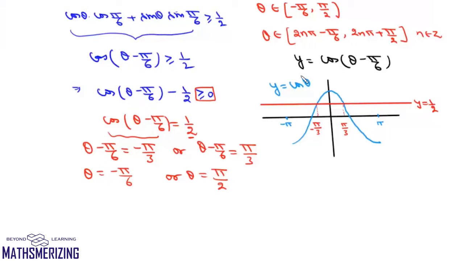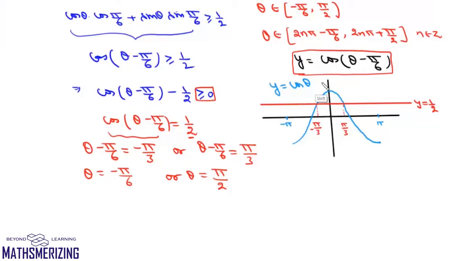Now we'll need to draw the graph of y equals cos of theta minus pi by 6. Now for theta minus pi by 6, we'll need to shift this graph pi by 6 units along the x-axis to the right. Now rather than shifting the graph pi by 6 units to the right on the x-axis, what we can also do, and I find it more convenient, is shift the y-axis pi by 6 units to the left.